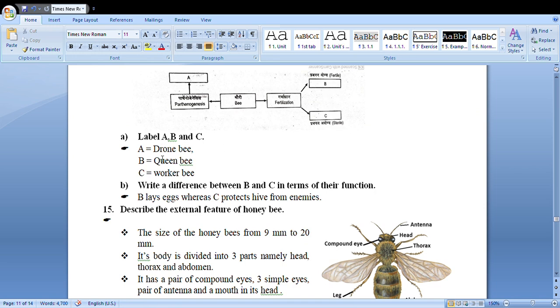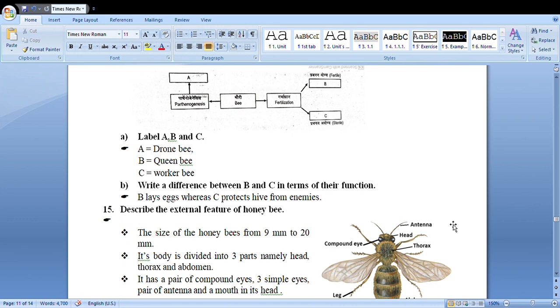So label ABC. A must be drone bee because it is formed from parthenogenesis. B is queen bee because it is fertile. C is worker bee because it is sterile. Make a difference between B and C in terms of their function. B is queen bee, so lays eggs, whereas C protects hive from enemies. C is worker bee, is a soldier of the bee, so protects hive from the enemies.